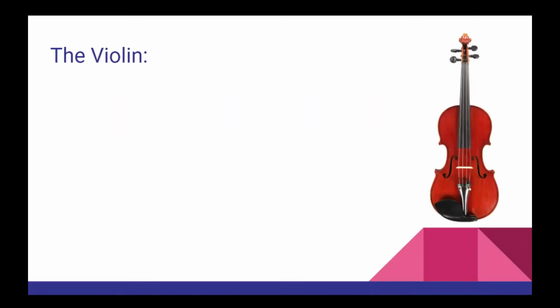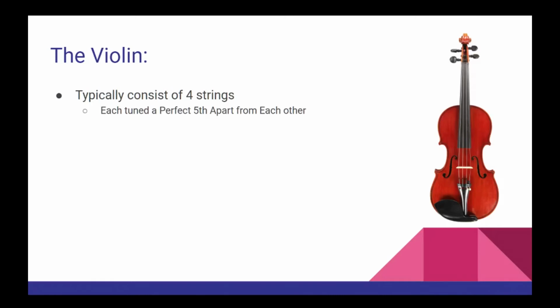Now, as I mentioned earlier, most violins consist of 4 strings strung across a neck and a bridge. Each of these strings has a fundamental pitch, tuned a perfect fifth apart from each other. We have G3, D4, A5, and E5.